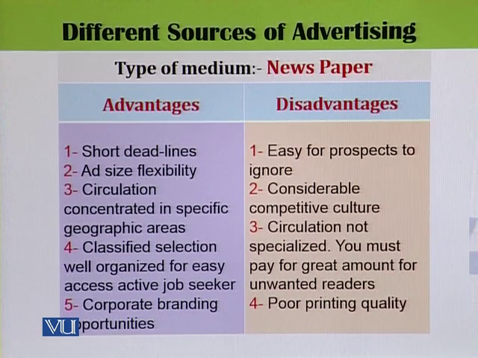Number 4, the classified section is well organized for easy access to active job seekers. You know, in the Sunday newspaper, there are a lot of advertisements by a number of companies. Active job seekers are used to purchasing a newspaper on Sunday, and they go through all the advertisements given by different organizations. So active job seekers are very much attracted towards advertisements in newspapers, and if they are attracted, they would apply for positions in your organization as well.